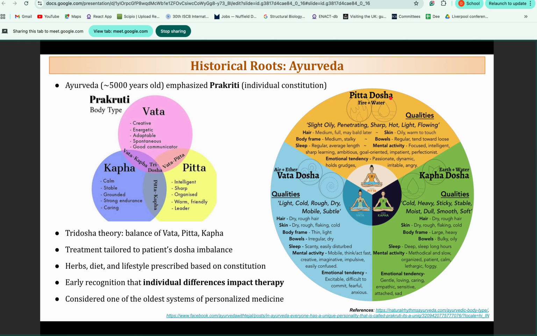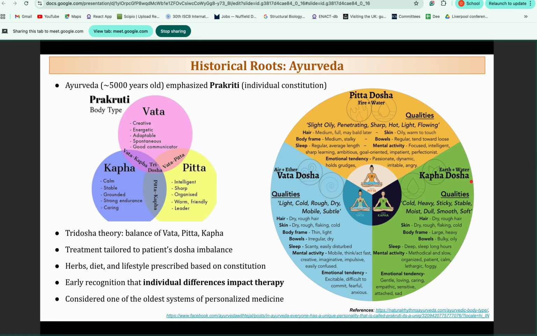When we say Pitta dosha, it is the combination of fire and water. And here are some of the qualities which are mentioned. The Pitta dosha qualities are slightly oily, penetrating, sharp, hot, light, and flowing. Their skin type is oily, and it is warm to touch. Their hair is medium, full, and may bald later. Body frame is medium and stocky. Their bowel movement is regular and tends towards loose. So these are some of the characteristics by which one can identify what kind of dosha is more prominent in that particular individual. So each individual is different.